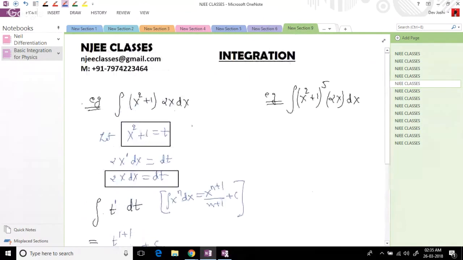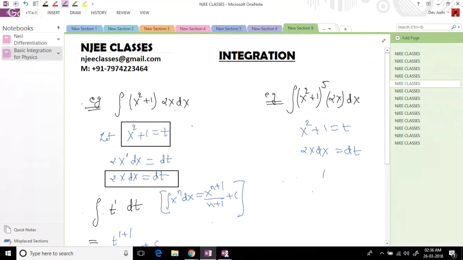Yes, please. Next one. So what are we having? The integral of (x² + 1)⁵ into 2x dx. Right? So what will we do? My function is again x² + 1. So let us suppose x² + 1 is t. Differentiating that, 2x dx is going to be equal to dt.